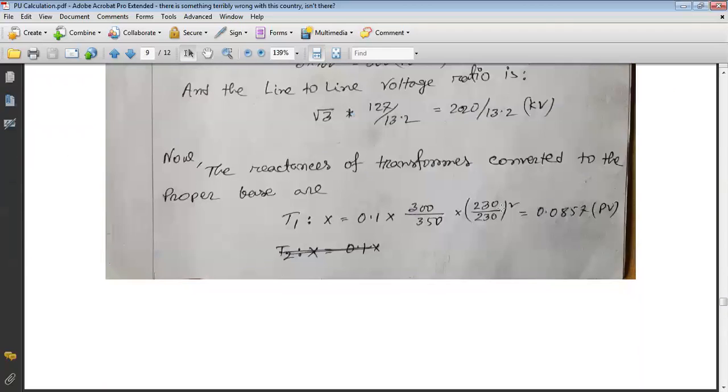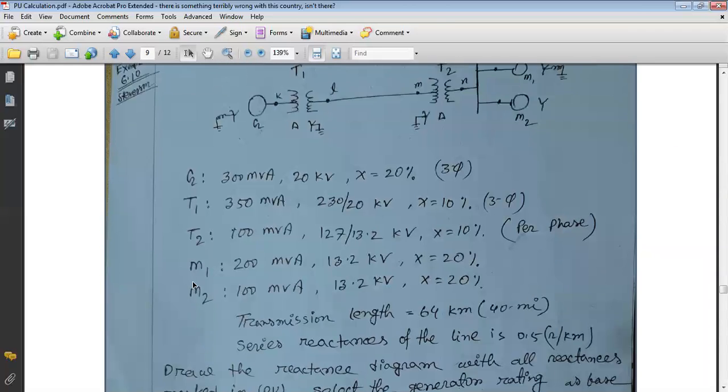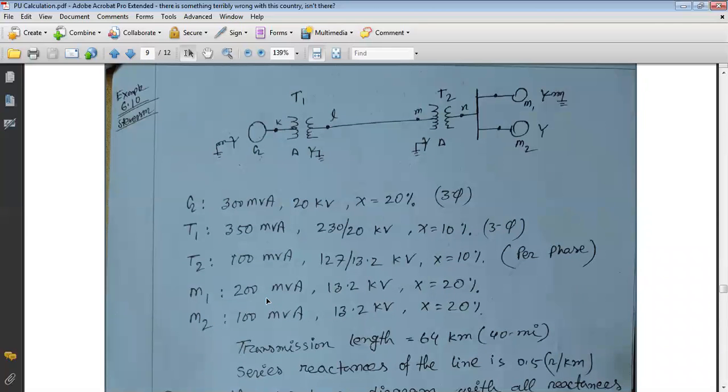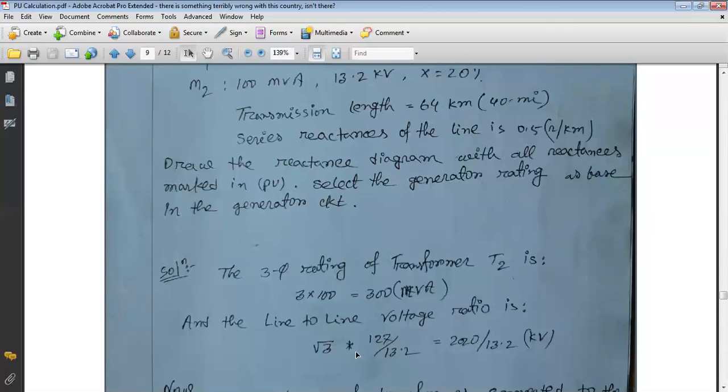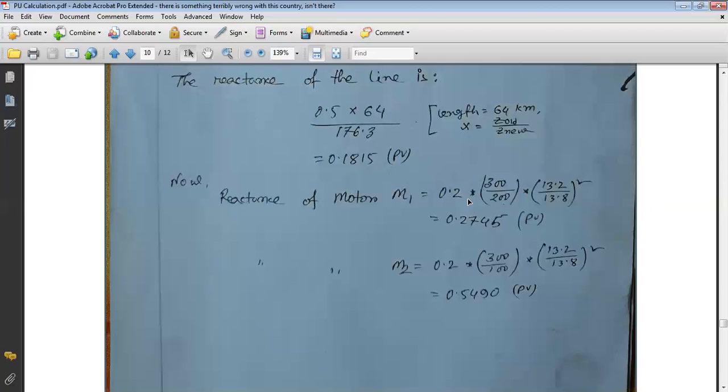Now we have to calculate the per unit reactance for motor M1 and motor M2. For motor M1, the old MVA is 200 and the new MVA is 300, the old reactance is 20%, that is 0.20, the old kV is 13.2 kV, and the new kV is 13.8 kV, the new base for the secondary portion of transformer T2. So the equation for the motor is 0.2, that is 20%, times MVA new by MVA old, times kV old 13.2 divided by kV new 13.8 kV.